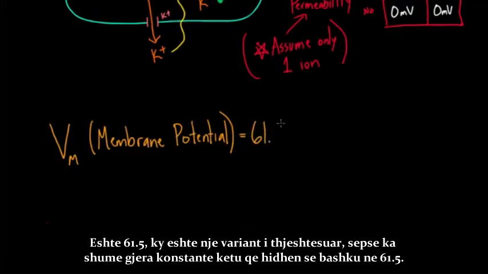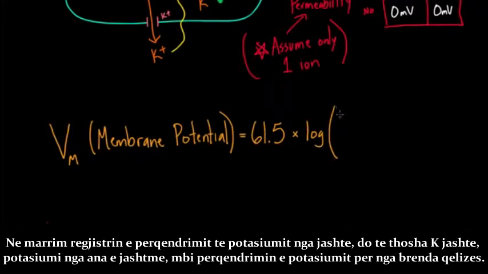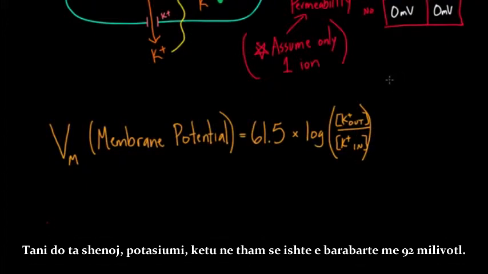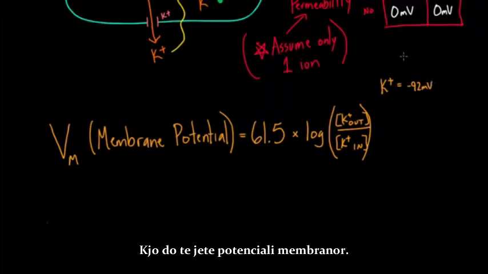And the formula is actually surprisingly simple. It's 61.5, and this is kind of a simplified version because there are a lot of constants in here that get thrown together in that 61.5. And you just take the log of the concentration of potassium on the outside, K out, over the concentration of potassium on the inside of the cell. So you take these two concentrations and you get this fantastic little formula. And now I can write for you that potassium over here we said was equal to negative 92 millivolts, so that would be the membrane potential.